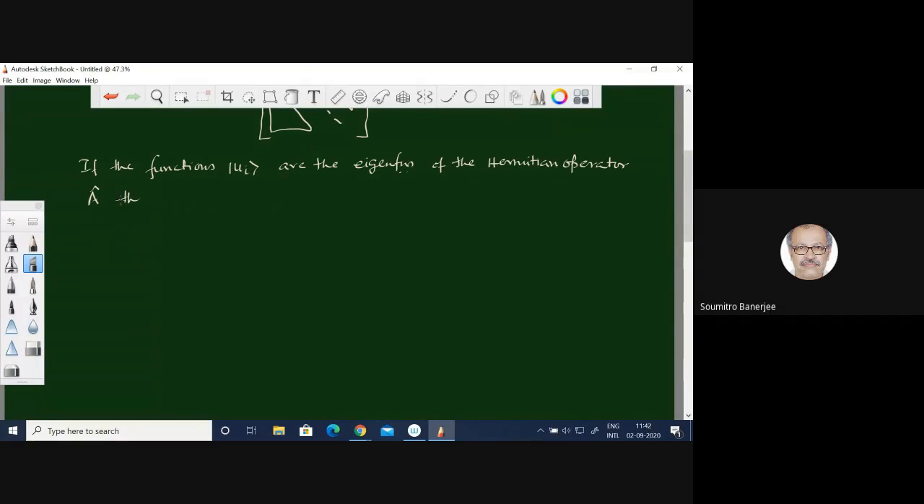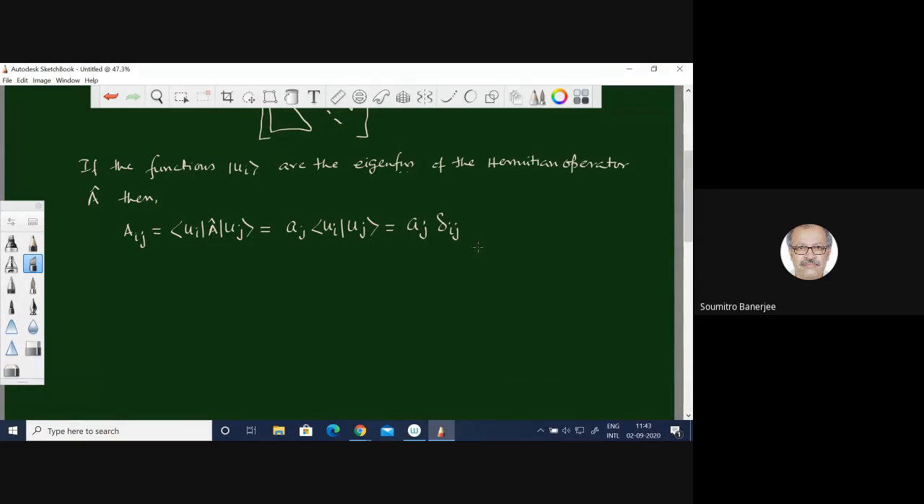Then Aij, that's what we are trying to figure out, is ui A uj. Now A is operating on its eigenfunction, so this will be nothing but the eigenvalue times the eigenfunction. So we can get the eigenvalue out, which is a number. So it is Aj ui uj, which is nothing but Aj delta.